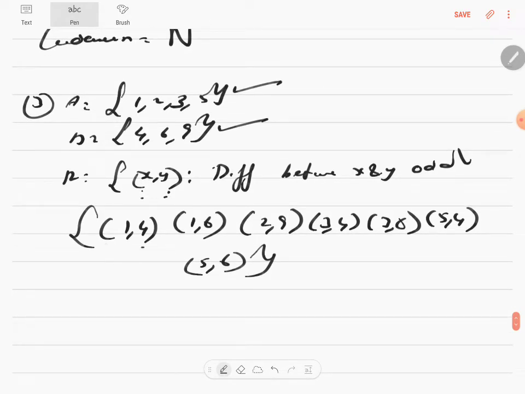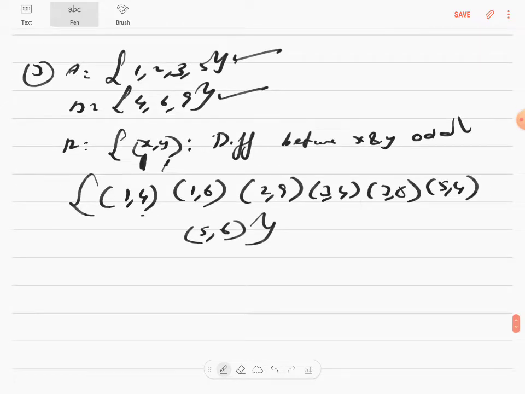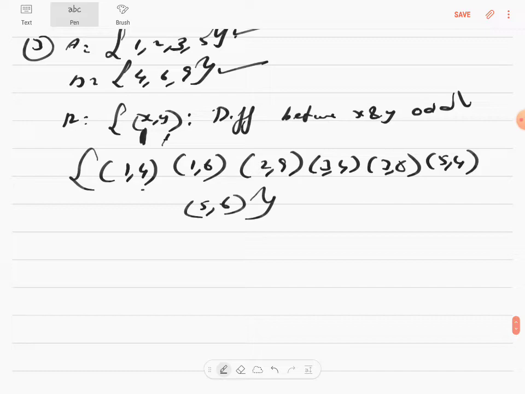I can't write 4, 1. Why? Because they are saying x belongs to A and y belongs to B. Are you clear? Yes, ma'am. Can you see x is an element of A and y is an element of B? That's all you can write. So this will be the answer, correct? Yes, ma'am. Next, what are they asking? Roster form. So roster form is done.